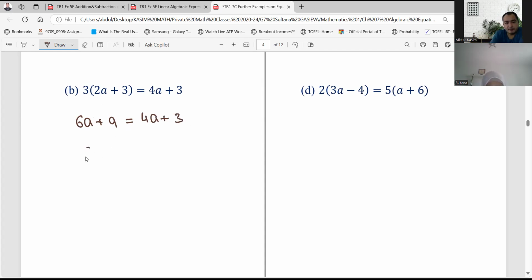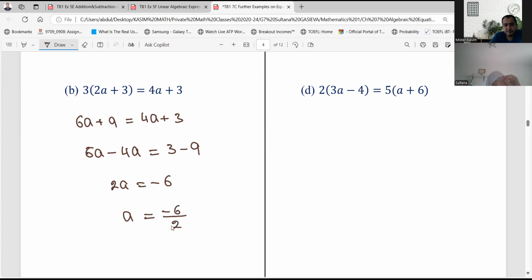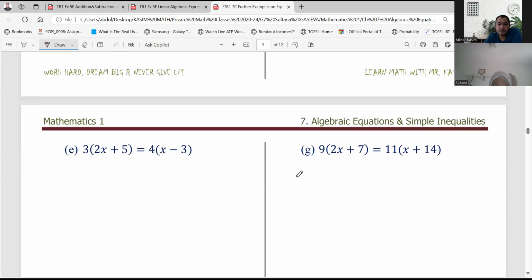Come on. 6a minus 4a is 2a, right? Because positive 4a moved to the left becomes negative 4a because we're subtracting. Equals 3 minus 9. So 2a equals 3 minus 9, and then 2a equals negative 6. Every time simplify. Every step simplify, okay? And then a equals negative 6 over 2. And then a equals negative 3. That's it.